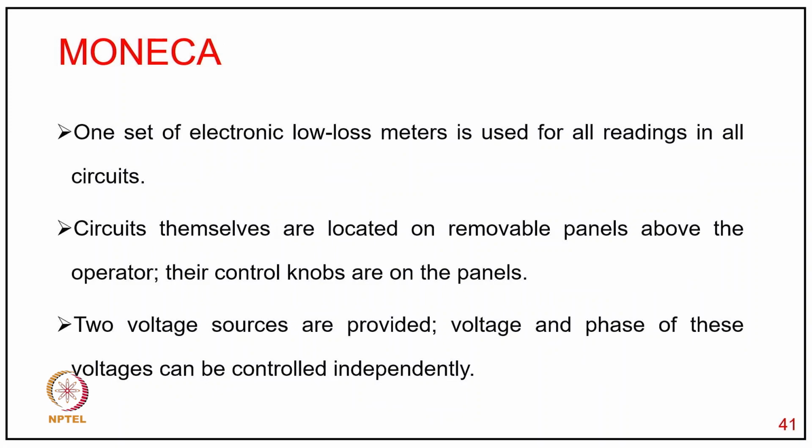One set of electronic low loss meters is used for all readings. The circuits themselves are located on a removable panel above the operator, and the control knobs are on the panel. Two voltage sources are provided. Voltage and phase of these can be controlled independently.